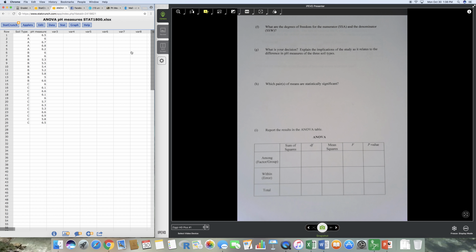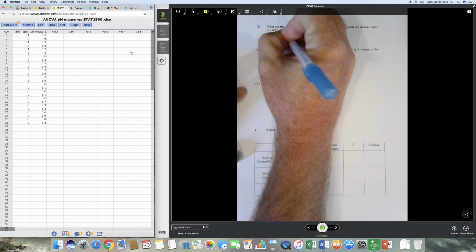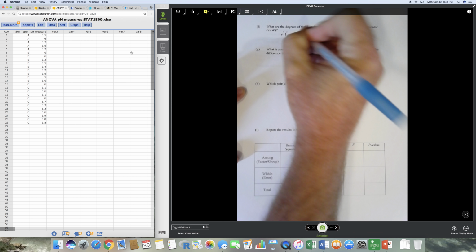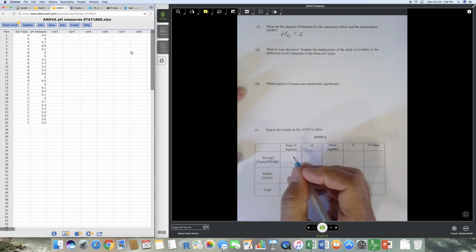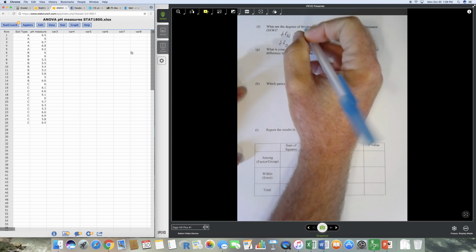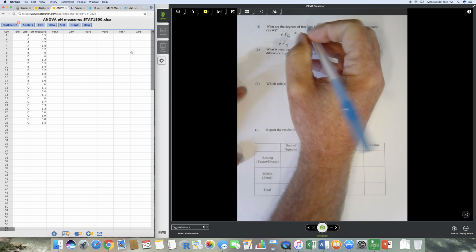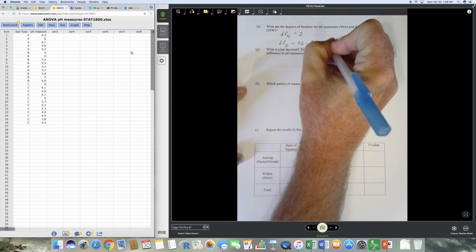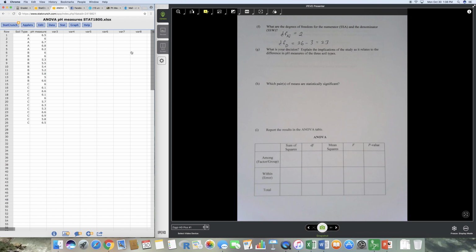All right, so what are the degrees of freedom for the numerator? So guys, degrees of freedom for the numerator are just the number of groups minus 1. So we have 3 groups, A, B, and C. And then the degrees of freedom for the denominator is the total sample size, which is 26, minus the number of groups, which would give us the degrees of freedom for the denominator of 23.